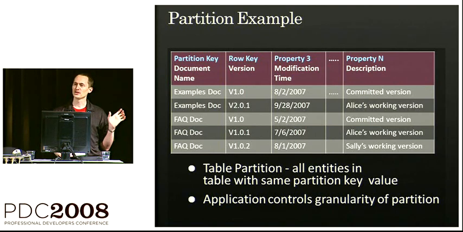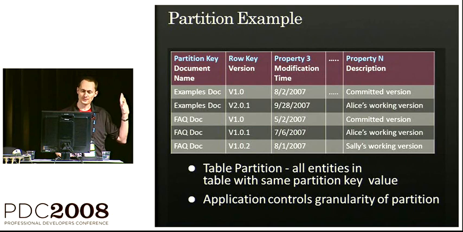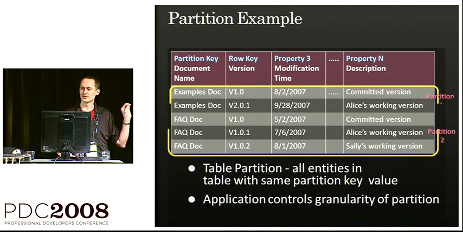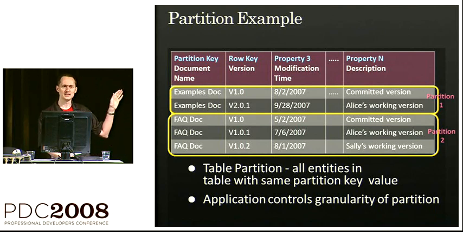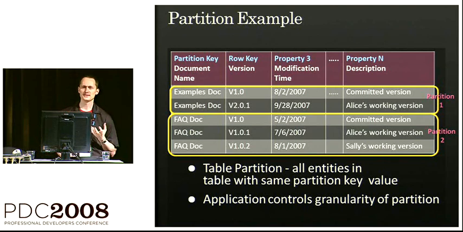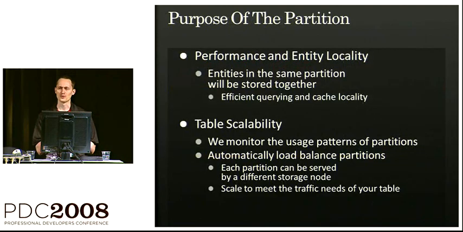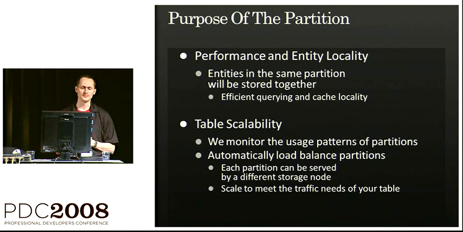Now, what we do with the partition key, which is the first key shown here on the left, is group together all the entities with the same partition key value into what we call partitions. In this example table, we have two partitions, partition 1 and partition 2. Partition 1 are the entities for the examples document, and partition 2 are the entities for the FAQ document. So what does this allow us to do? It gives you two things: entity locality and table scalability.